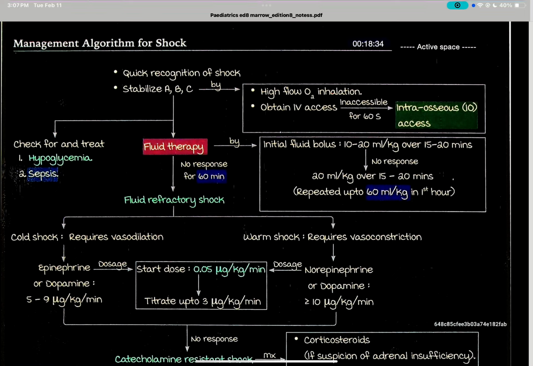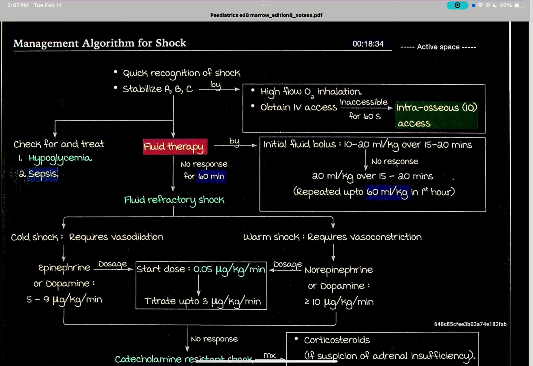Management algorithm for shock. Quick recognition of shock. Stabilize airway, breathing and circulation with high flow O2 inhalation. Obtain IV access; if inaccessible in 60 seconds, obtain intraosseous access. Check and treat for hypoglycemia and sepsis. Fluid therapy: initial fluid bolus 10 to 20 ml per kg over 15 to 20 minutes.